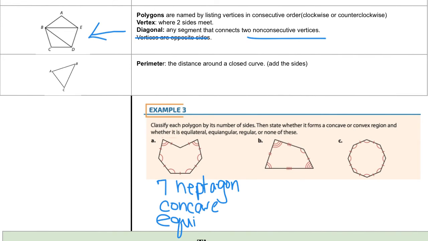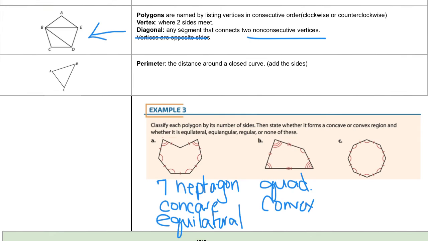Equilateral. Okay, so let's look at figure letter B. There are 4 sides, so it's going to be a quadrilateral. It is convex. Any diagonal I draw would be inside my figure, so it's convex.